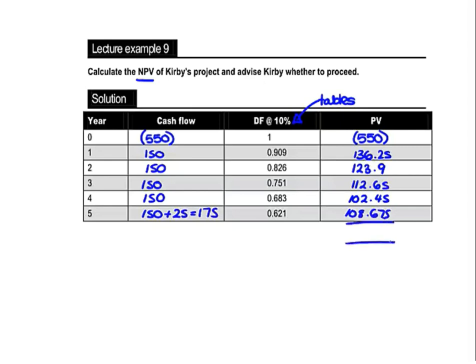We need to add up all of the inflows, take off the outflows, and that will give us the net present value. So to keep the numbers simple, I worked in thousands. That's $34,025. And the NPV is positive, so therefore we want to accept the project. Because remember, our decision rule with NPV is if it's positive, accept.